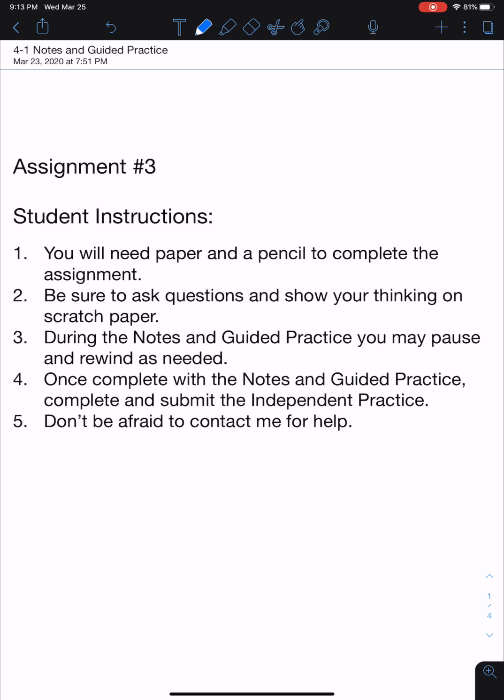The instructions stay the same. You're going to need a paper and a pencil to complete the assignment. Be sure to ask questions and show your thinking on scratch paper. During the notes and guided practice, you may pause and rewind as needed. Once complete with the notes and guided practice, complete and submit the independent practice. Don't be afraid to contact me for help.